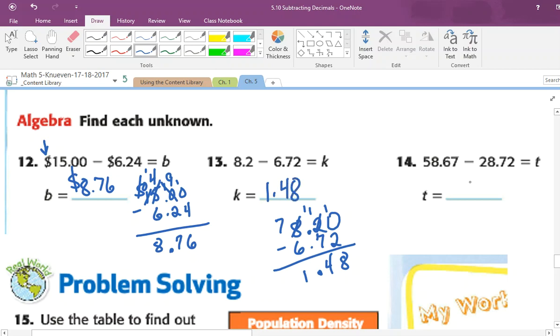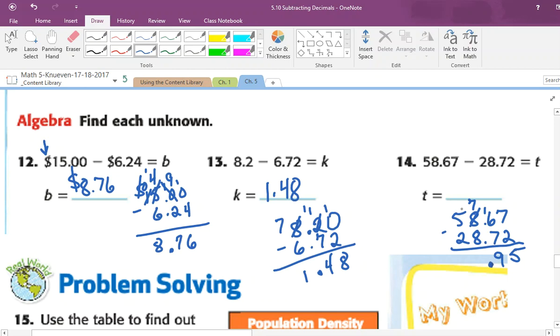And then last one in this set, rewrite it vertically, 58.67. I'm going to subtract 28.72. 2 from 7 is 5. 7 from 6 I can't do, so I borrow from the 8. That becomes a 7. Now I get 16. 7 from 16 is 9. I bring down my decimal point.